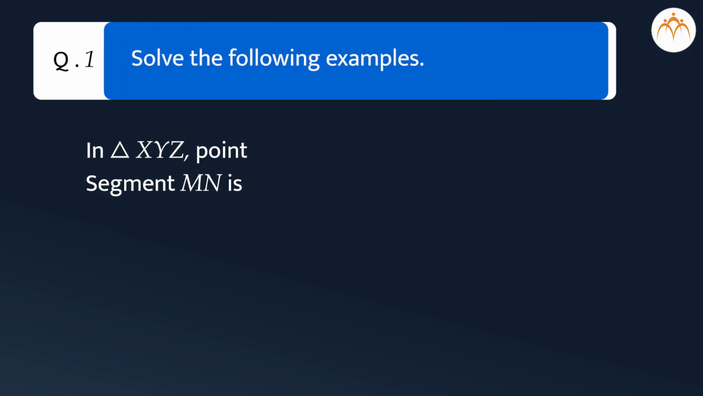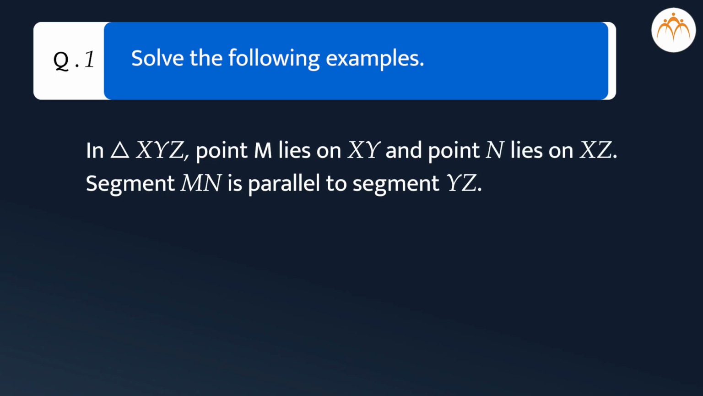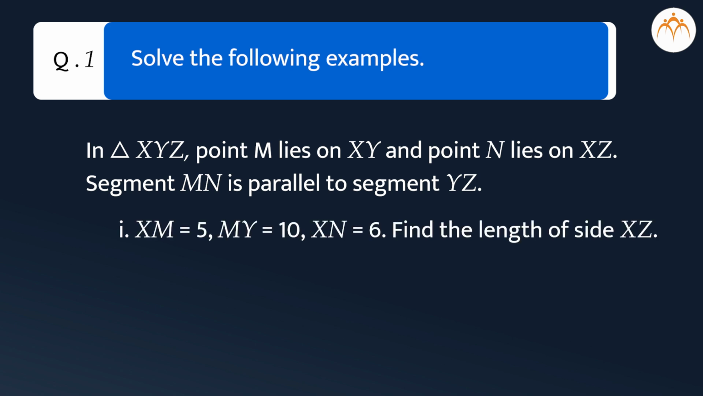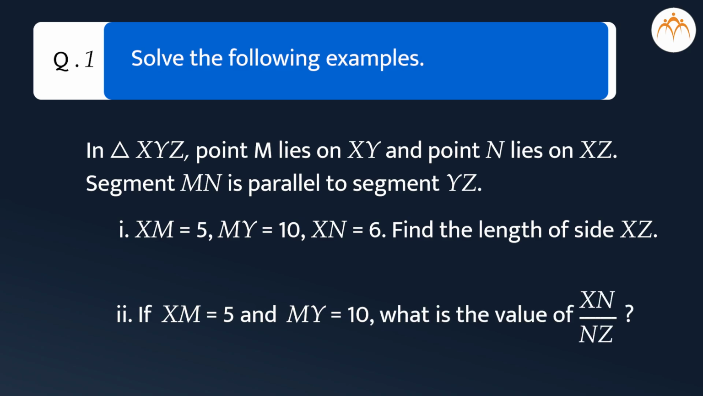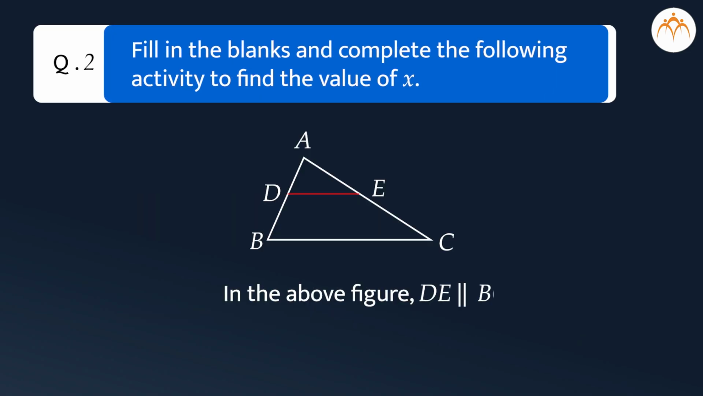Solve the following examples. In triangle XYZ, point M lies on XY and point N lies on XZ. Segment MN is parallel to segment YZ. First, XM is equal to 5, MY is equal to 10 and XN is equal to 6. Find the length of side XZ. Second, if XM is equal to 5 and MY is equal to 10, what is the value of XN upon NZ? Fill in the blanks and complete the following activity to find the value of x.